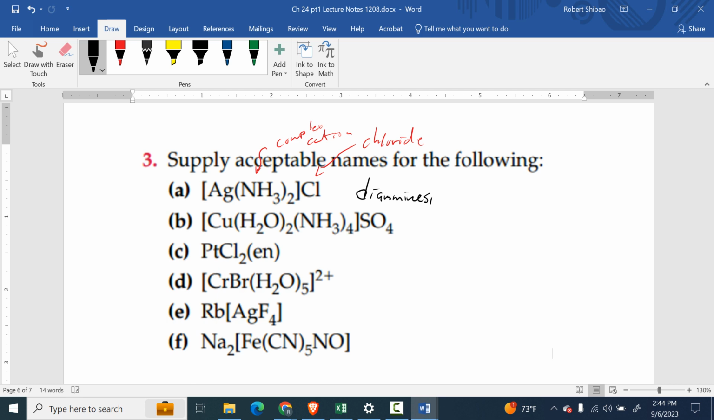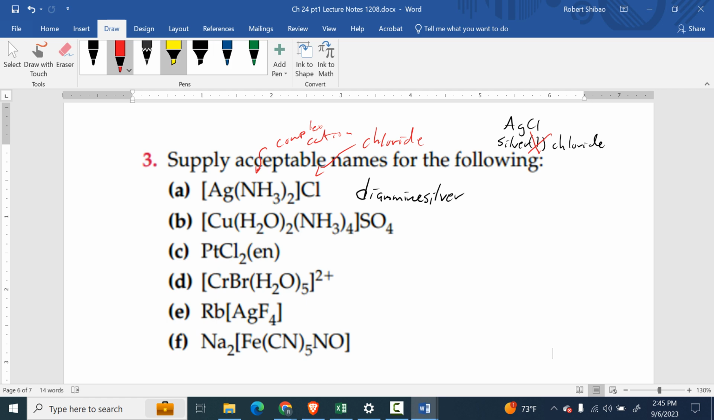The metal name is silver, diamine silver. Now, silver only has one charge. What is the charge on silver? Silver is always plus, not plus 3, plus 1. Silver is fixed charge. It's always plus 1. And so if you had a silver chloride, AgCl, do you call that silver 1 chloride or just silver chloride? Just silver chloride. Why? Because silver is always 1. So we don't need it. It's a waste of space.